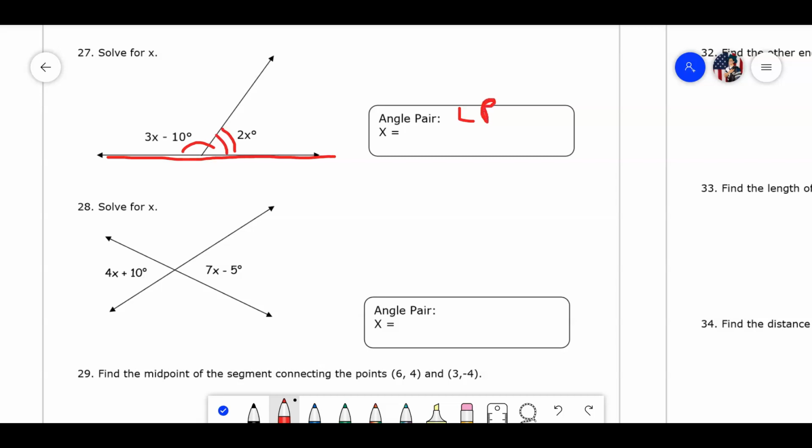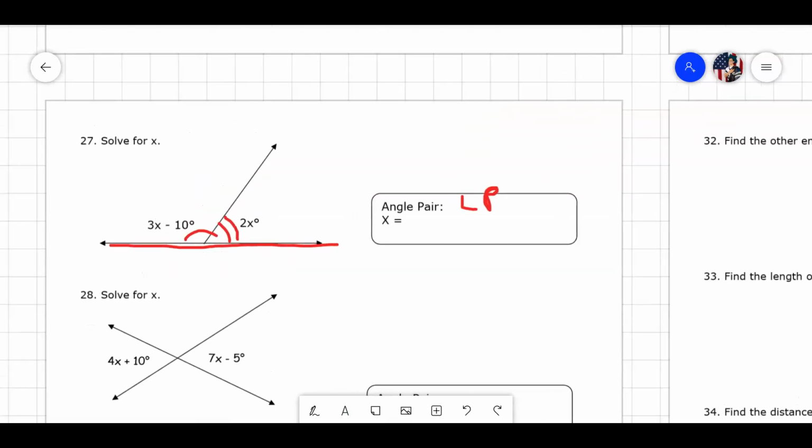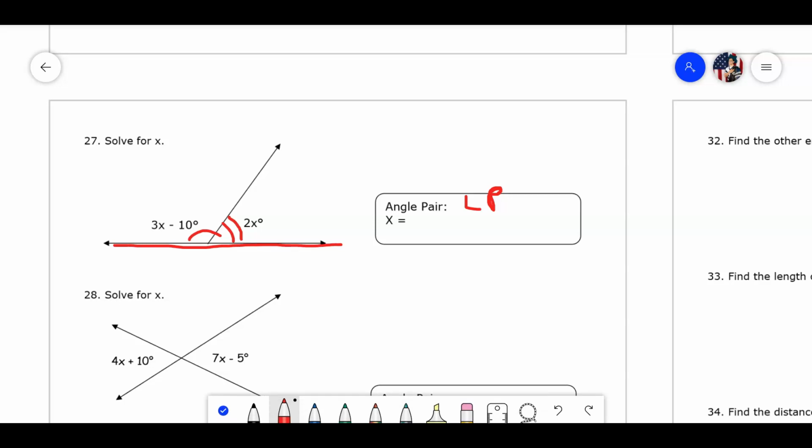All right. Now, if I have a linear pair, that means that they're going to add up to a straight line, which is how many degrees? 180. These two angles are not necessarily equal. If they're a linear pair, they make a line, they add up to 180. So let's do that. 3x minus 10, so that angle plus the other angle, 2x, equals 180. So a linear pair, you add them up to 180.